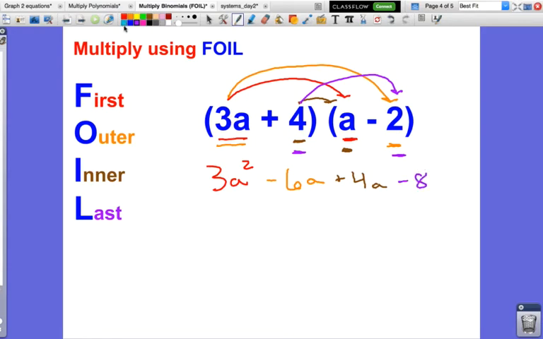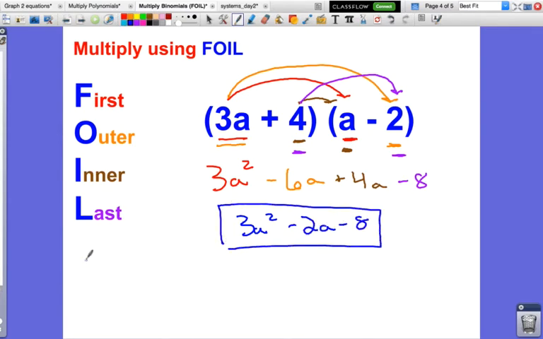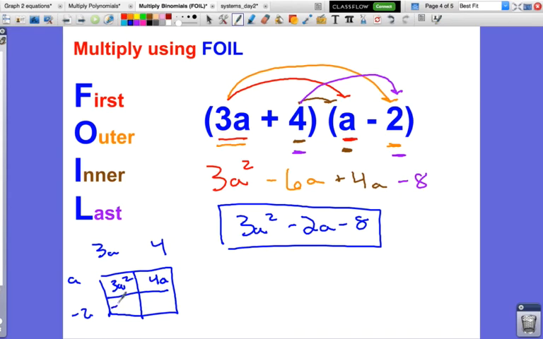Now I would just simplify from here. So I have 3a squared still. Negative 6a plus 4a is negative 2a minus 8, and I'm all done. Had we chosen to actually do the table method, so I did 3a and 4, I did a, and I did negative 2, and I made a table, if I had done this way, I would have gotten the exact same answer, okay? Because this is 3a squared. Let's see, 4a, negative 6a, and then negative 8. If you notice, these are the exact same pieces that I already had, and I would write them out and then simplify them. So again, both two methods get the exact same answer.